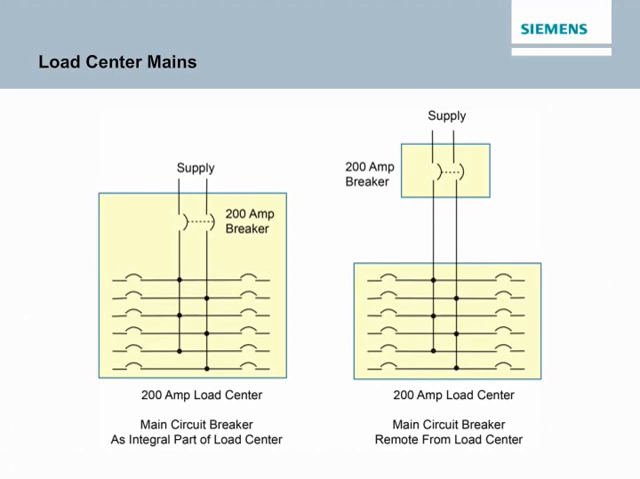A main breaker load center has a main circuit breaker as an integral part of the load center. If a main circuit breaker is located remotely, then a main lug load center could be used. In this example, the main breaker and load center are both rated for a maximum of 200 amps of continuous current.